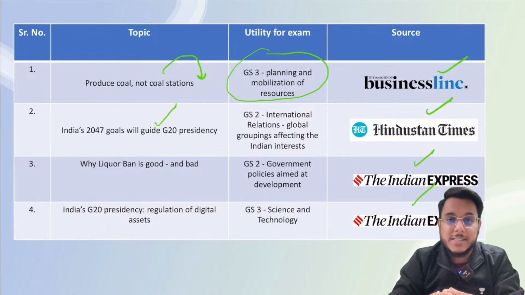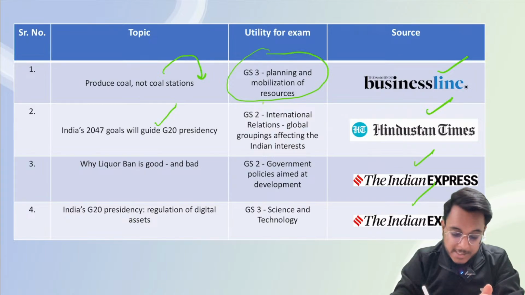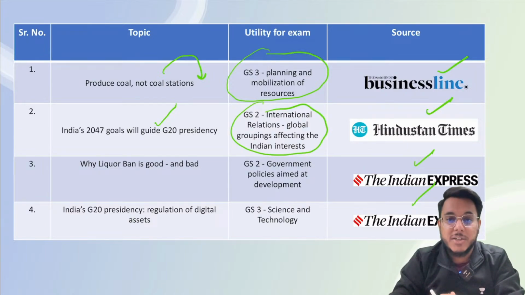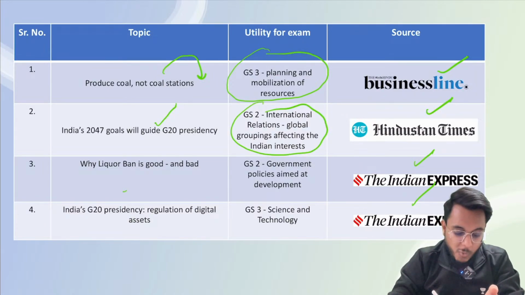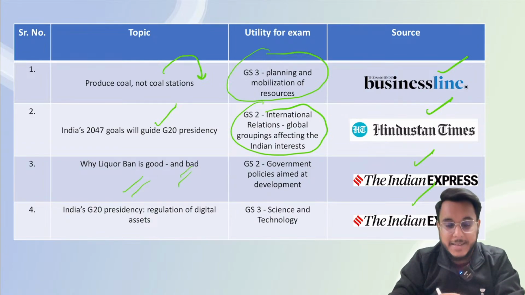Then India's 27 Goals that will guide the G20 presidency. This particular article will also be important for GS paper number 2, International Relations, Global Groupings. Then why liquor ban is good and why liquor ban is bad. Now this particular article will be important for GS paper number 2, Government Policies, the critical evaluation of government policies. Moreover, one ethical dimension also we are going to take in this article.